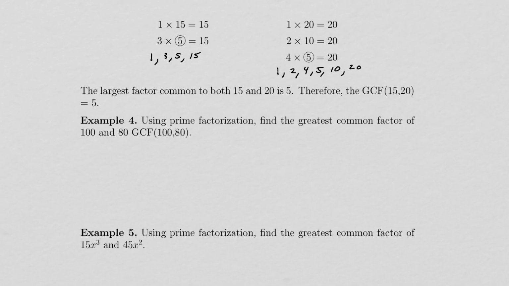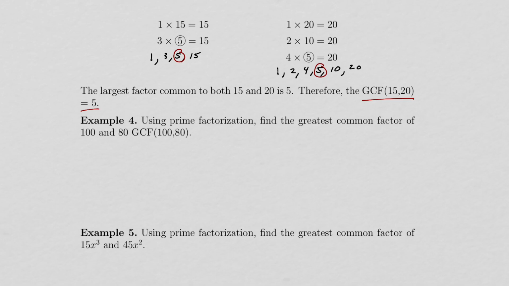So what's the greatest common factor to both 15 and 20? Well, what's the largest factor that's common to both? It's the 5. So we say that the greatest common factor of 15 and 20 is equal to 5. Again, you don't actually want to work it out this way. You could, but if you have larger numbers, this could take a while. So the best way to do this is to use prime factorization again.